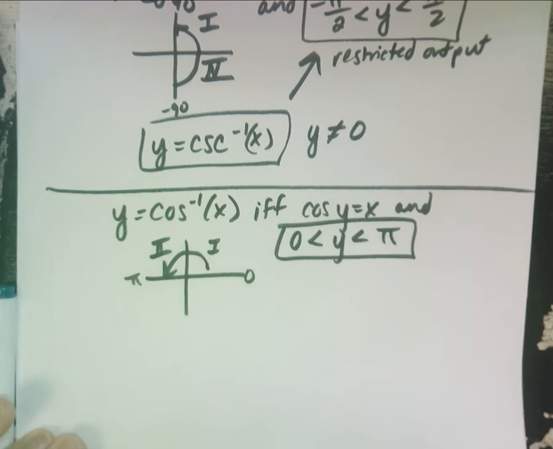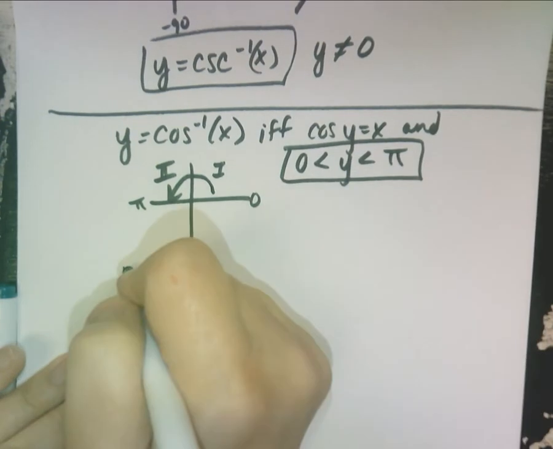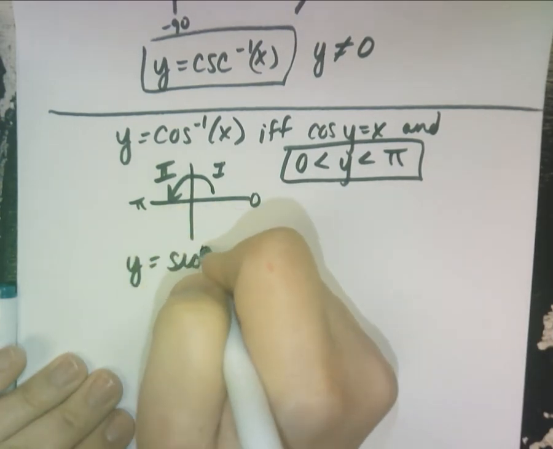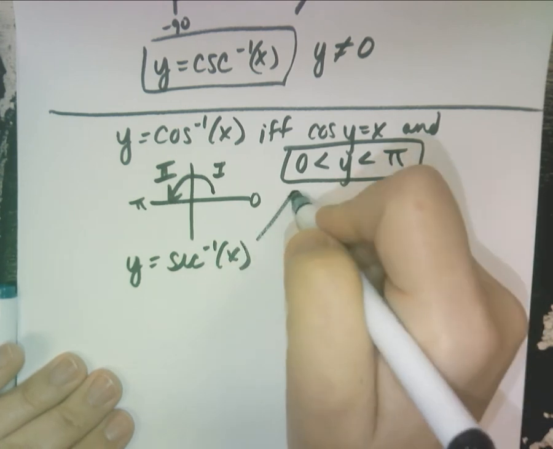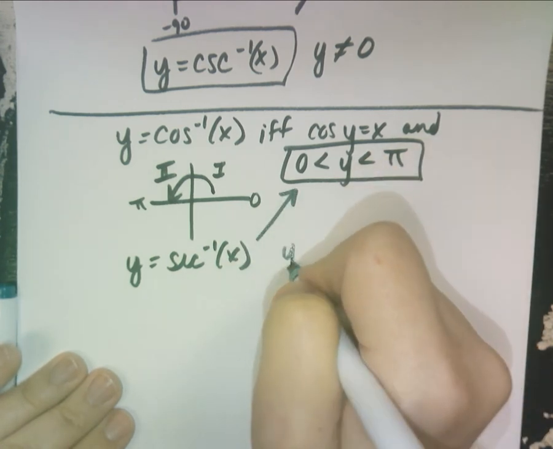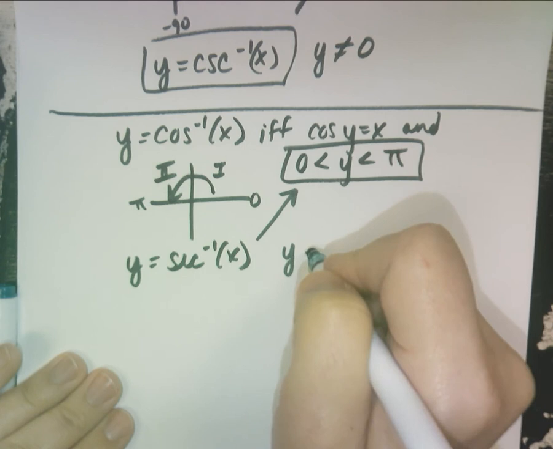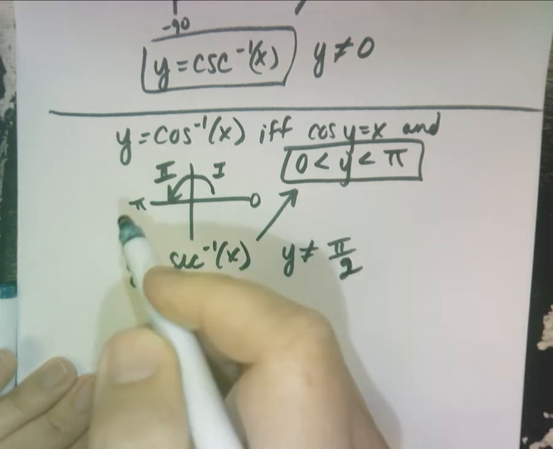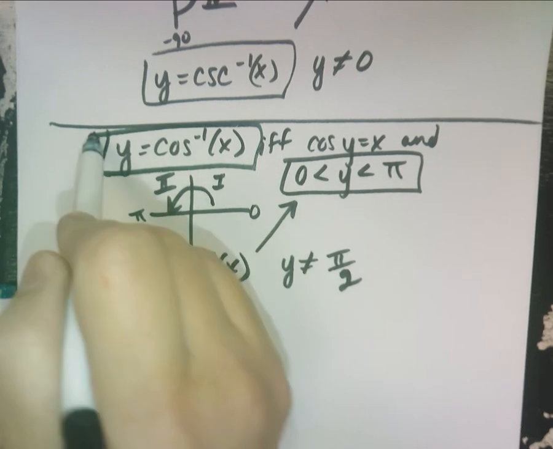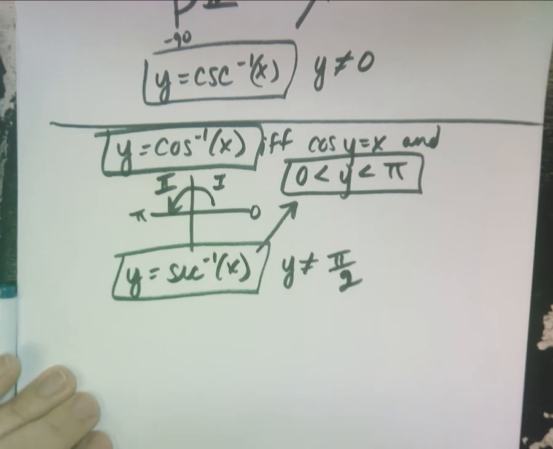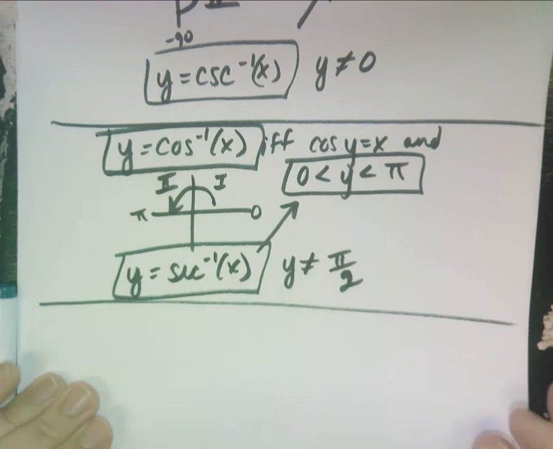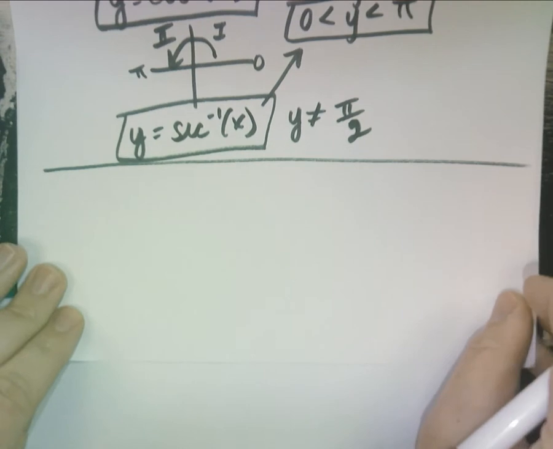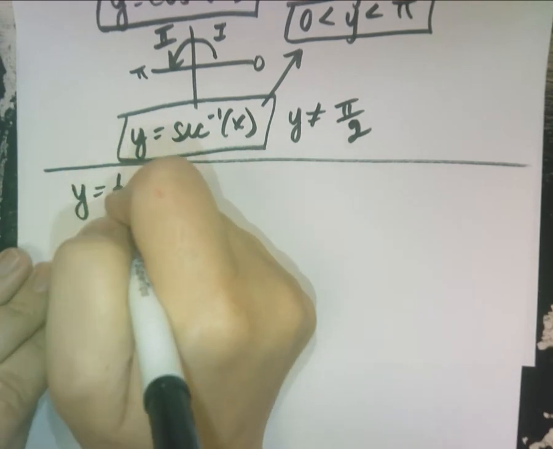Secant, by the way, is the same restricted output, except the also stipulation is secant can't be 90 degrees, can't be pi over 2. There's nothing there. And last but not least, tan and cotangent.